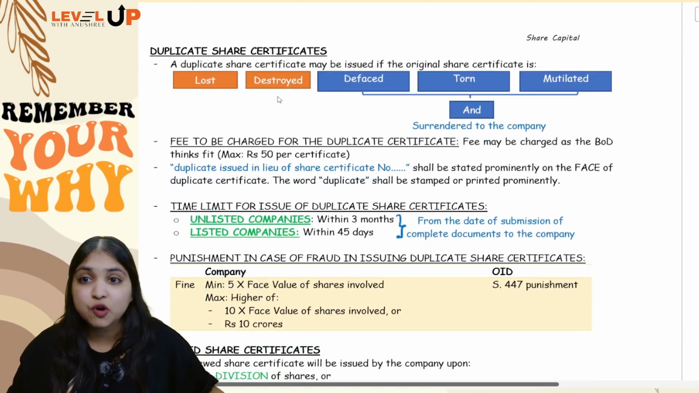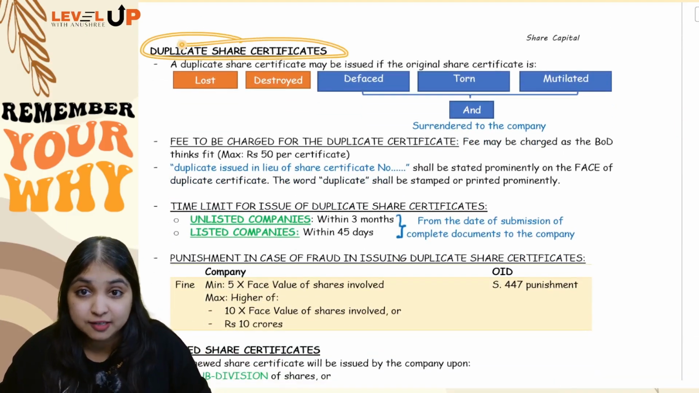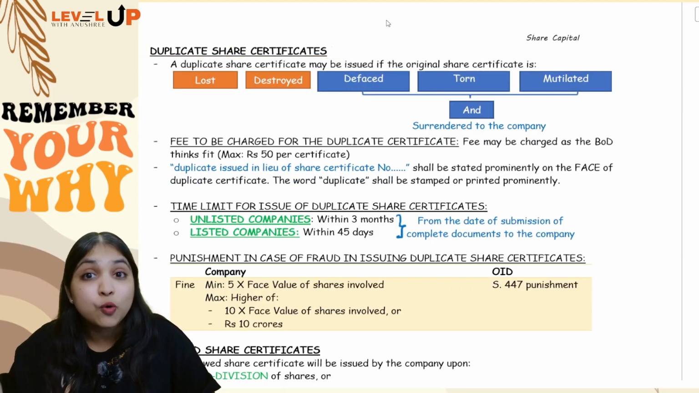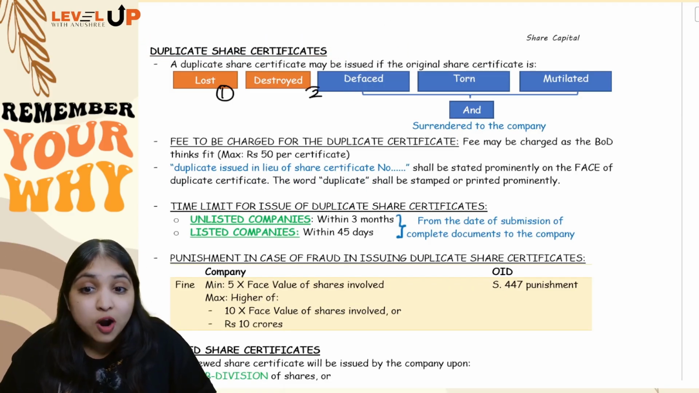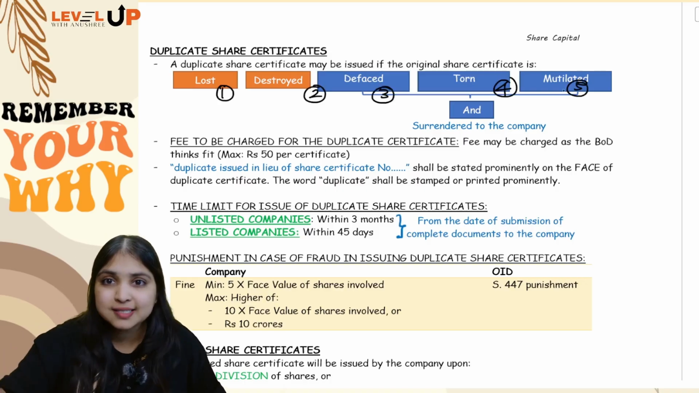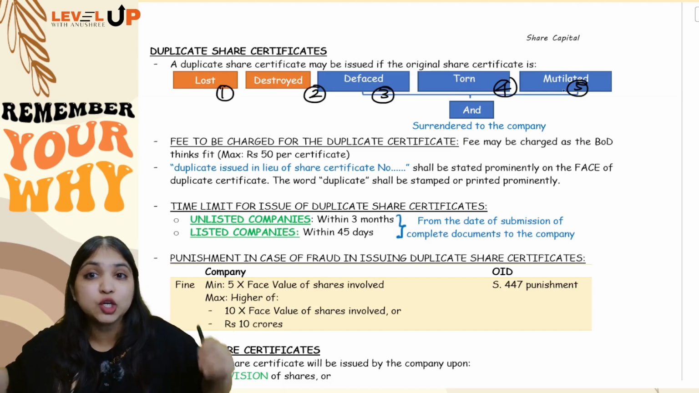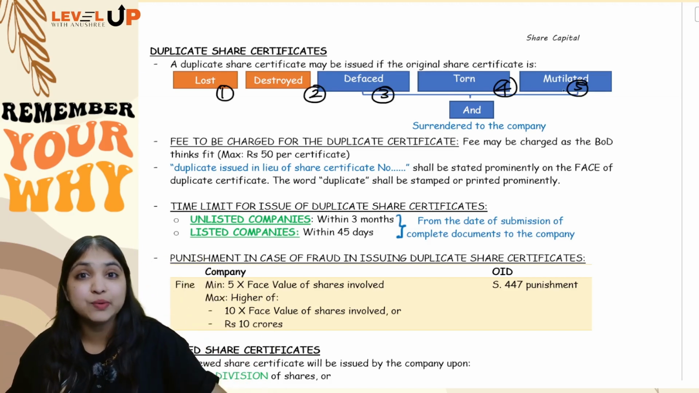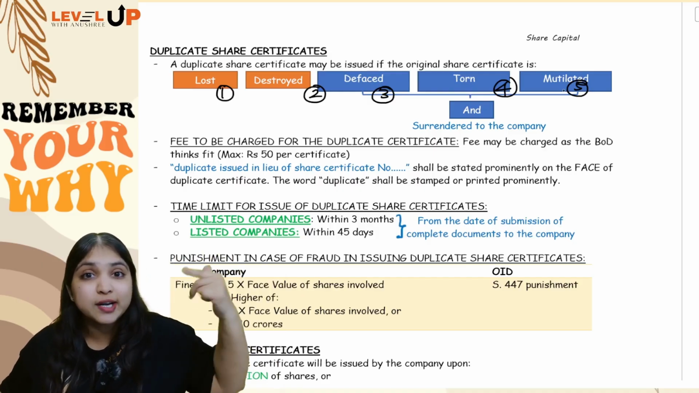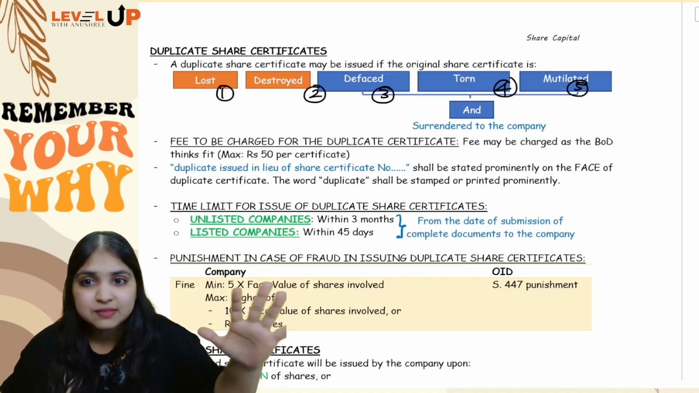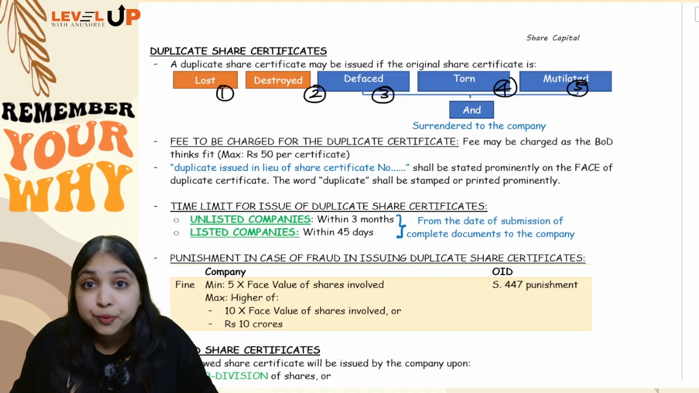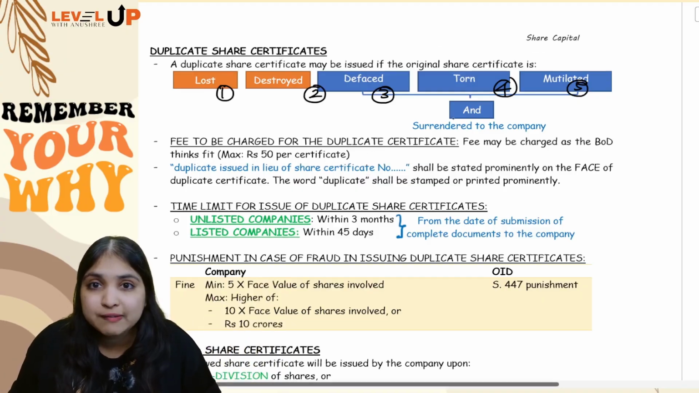Then under section 46, we also spoke about duplicate share certificates. In duplicate share certificates, 5 keywords I told you. If the original share certificate is lost or destroyed or defaced or torn or mutilated, in all these cases we can request the company to give us a duplicate share certificate. Tell me the 5 words: lost, destroyed, defaced, torn, mutilated. In these 5 cases, we can request the company to give us a duplicate share certificate. But we have to prove that this has happened. How will we prove it, guys?